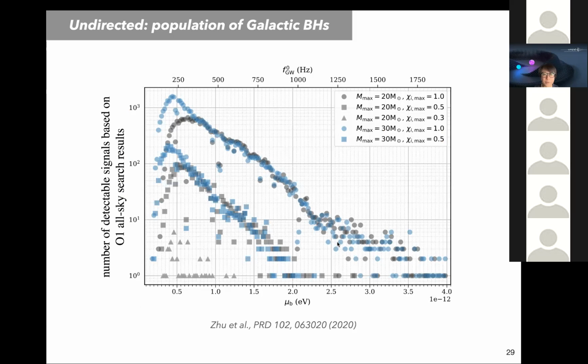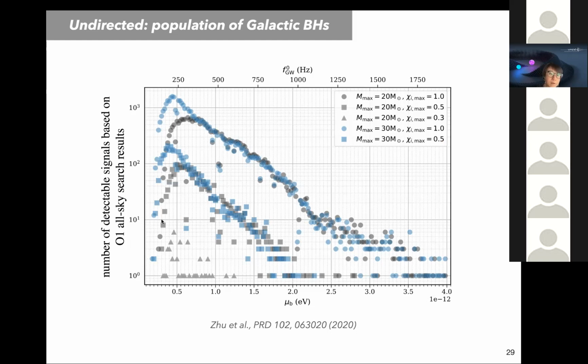So there are different markers that basically stand for different assumptions of maximum black hole mass and maximum spin in the population. Generally, you can see for more massive black holes with higher spin, there's a better chance to see those things if the right boson particles exist in this mass range. But the takeaway message here is, if there exists boson in this kind of mass range in our universe, in our galaxy, then by searching the data in the existing detectors, the existing observing runs, we already have a pretty good chance to detect these signals if they are out there.